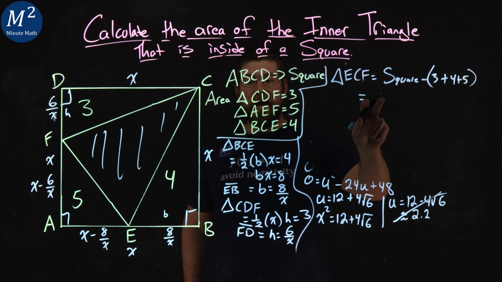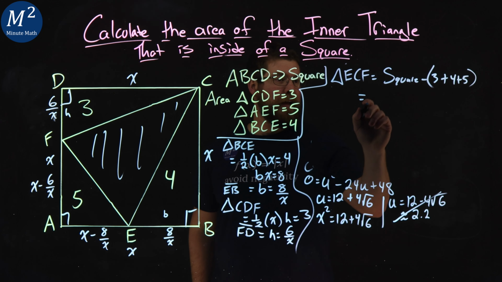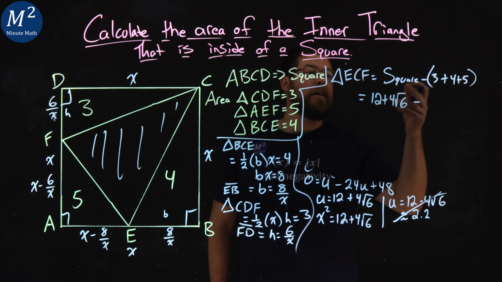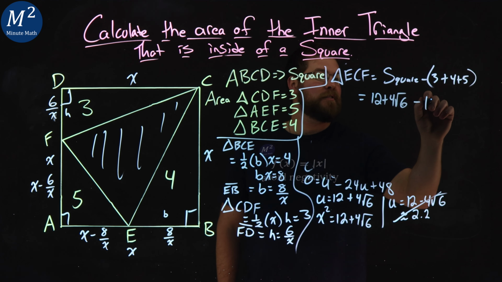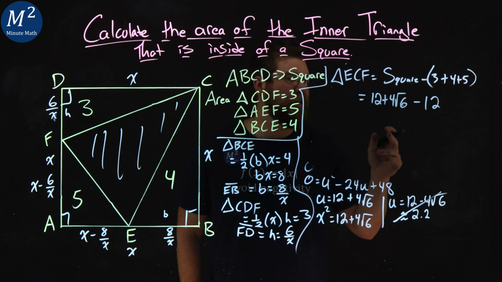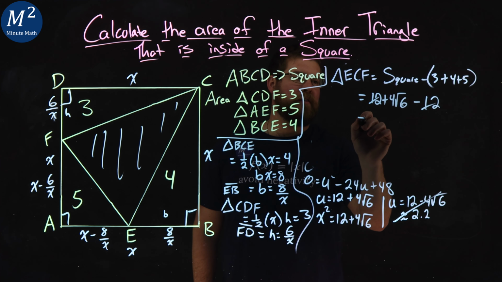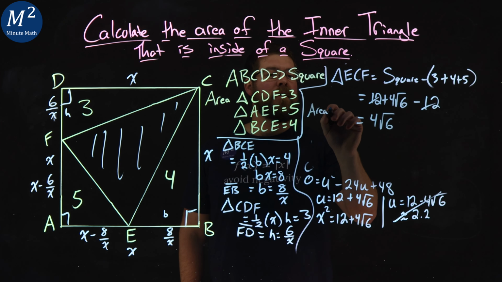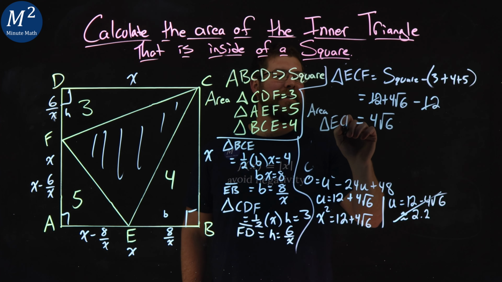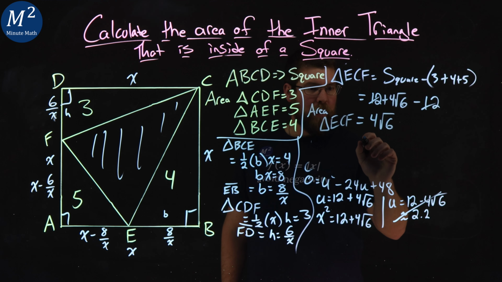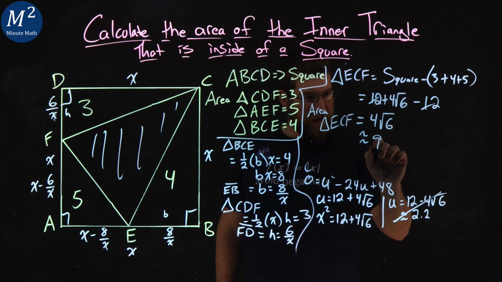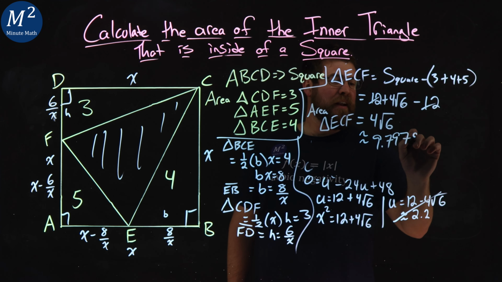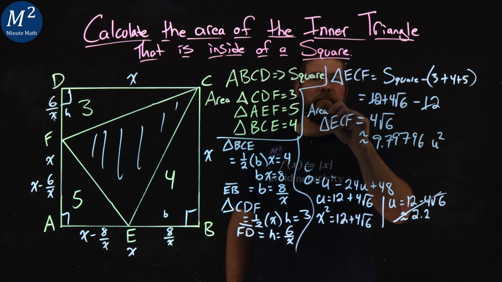And so our square has an area of x squared, or 12 plus 4 square root of 6. And we want to subtract 3 plus 4 plus 5, which is 12. And isn't this lovely here? The 12s cancel out. And we have 4 square root of 6. And that's the area of triangle ECF as 4 square root of 6, or approximately 9.79796 units squared, right there.